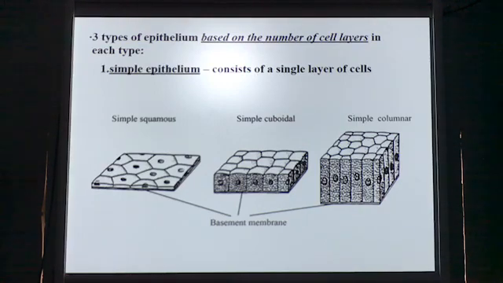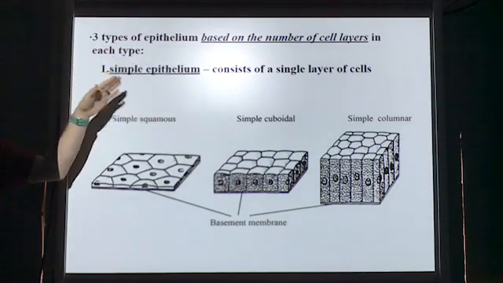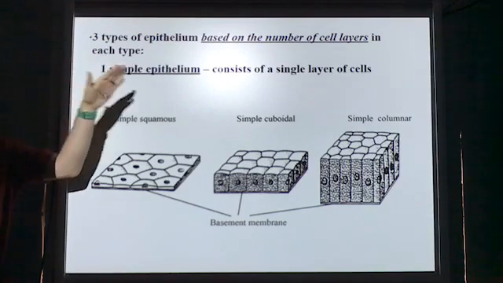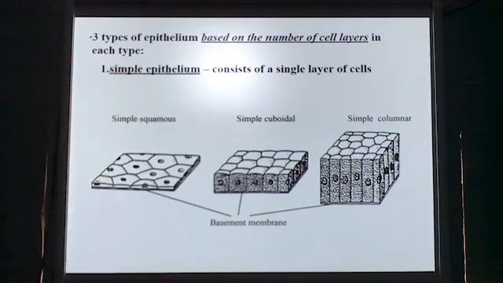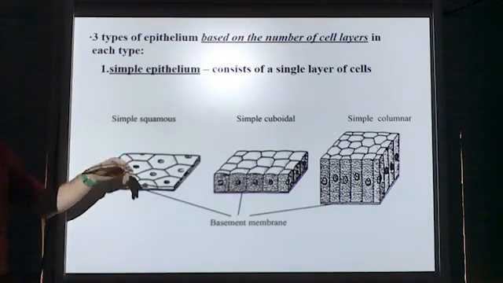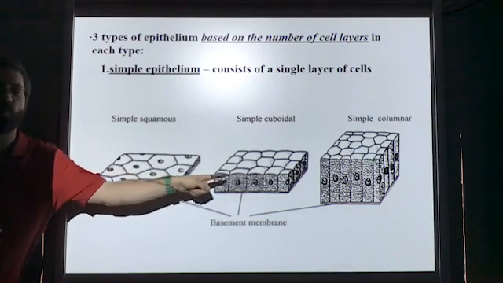So the first way to look at it is based on the number of cell layers each type has. If we call it simple epithelium, we're talking about one single layer. So simple, something very easy, one single layer. Now some of the epithelial in our body may be one layer of flat cells. We'll call them what they are in a minute. They may look like cubes, but they're still one layer.